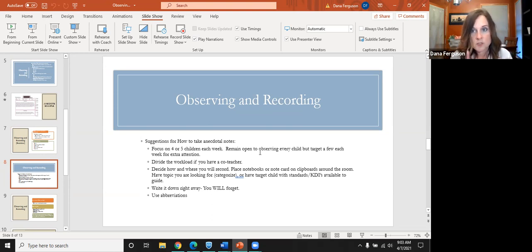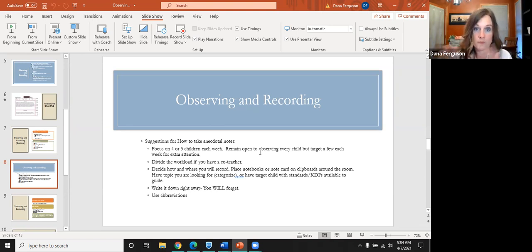And so here are some suggestions. Possibly you could choose to focus on 4 or 5 specific children each week. You always want to remain open to observing every child, but you might want to target just a few each week for extra attention. Like maybe during work time, you're going to work with those specific children, or during outside time, you're going to involve yourself in their play, or you're going to really focus during small group or large group on these children.